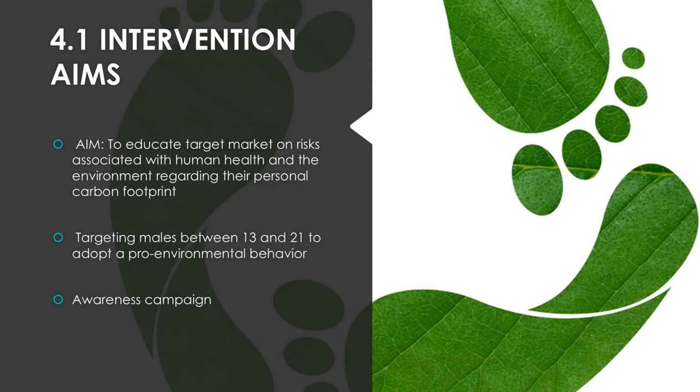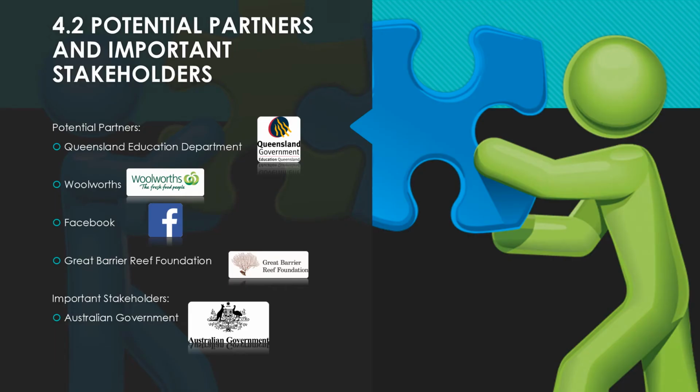The primary aim of the intervention campaign is to encourage males between 13 and 21 to adopt a pro-environmental behaviour. The intervention will create awareness about the damage caused towards the environment by human-induced global warming and target barriers which will prevent the desired behavioural change. Potential partners and important stakeholders could vary between organisations such as the Queensland Education Department, Woolworths, Facebook, the Great Barrier Reef Foundation, and the Australian Government.